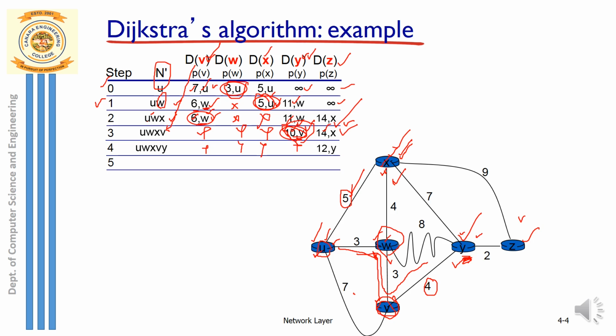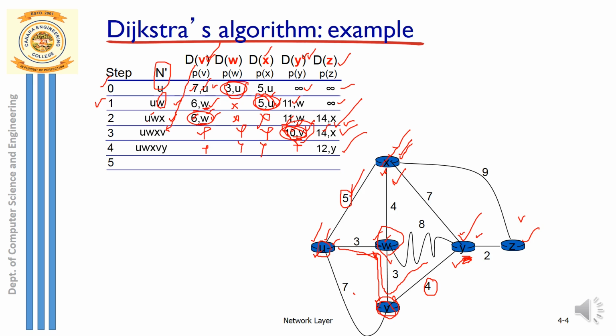So u to w, it is 3, w to v, it is 3 again, 6. So again v to y, I know it is 6 plus 4, 10. So from again y to z, it is 2. So 10 plus 2 is 12. So this is actually the final shortest path from u to z, that is 12, which I have.